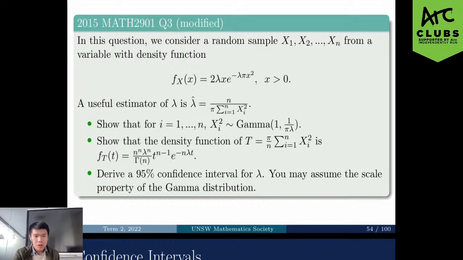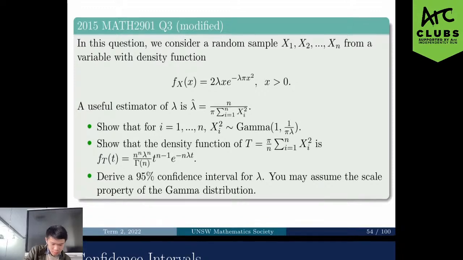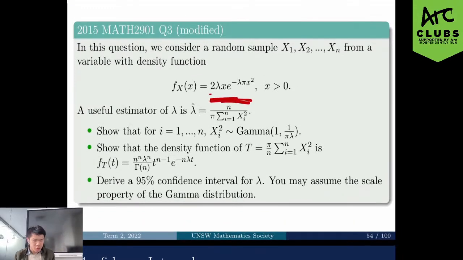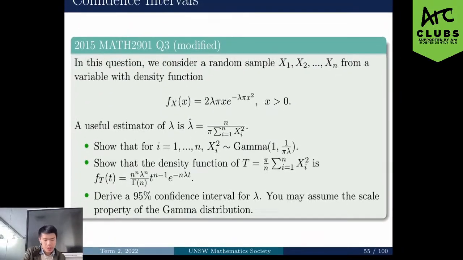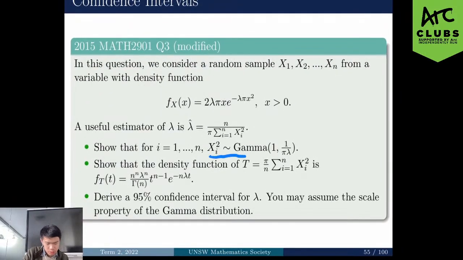Alrighty. So this is a bit more of a complicated question, but basically we've got a new density function, and we're trying to find a confidence interval for lambda. The first part of the question is just to show that Xi squared follows a gamma distribution. This is actually unrelated to what we've just talked about, so I won't go too much into it.